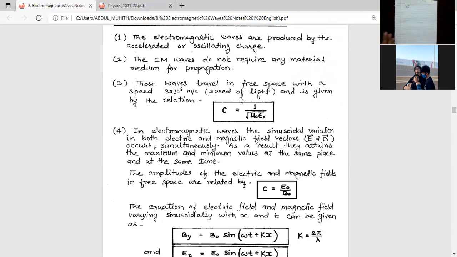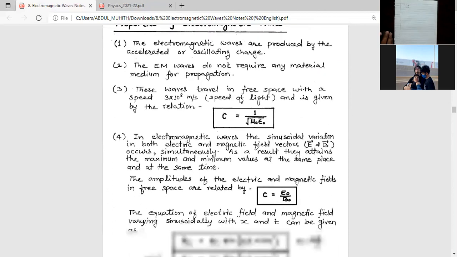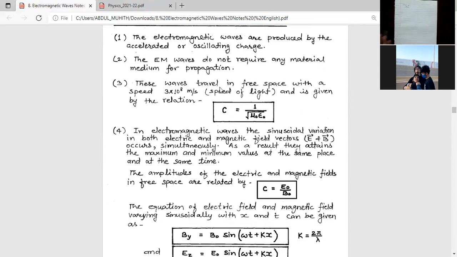What are the properties of electromagnetic wave? They are produced by the accelerated or oscillating charge. When the charges are oscillating, then we get an electromagnetic wave. So what is happening in the antenna? Suppose what happens, see here, this is the antenna.